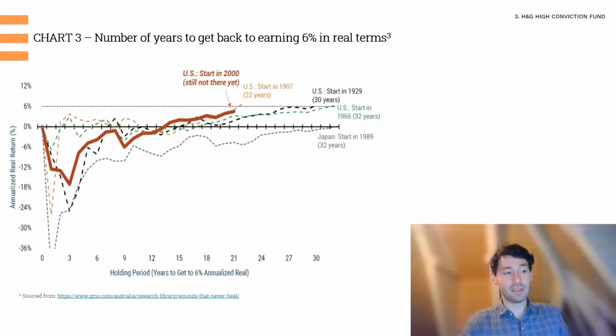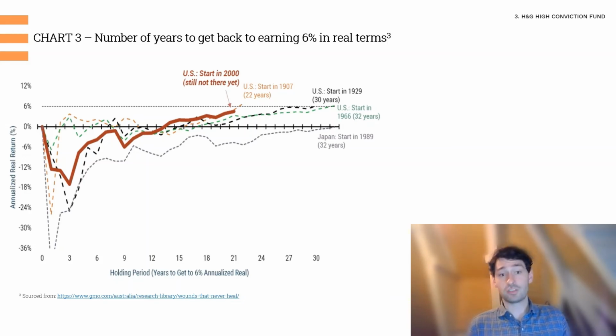And that is the number of years it takes to get back to earning 6% in real terms over a selected period from beginning of a crash to until you get back to that 6% return. So you can see in the case of the dot-com crash from 2000, we're still not even there yet, 21 years later, that you still wouldn't have got 6% per annum return if you invested all your money just before the dot-com crash. So, this is really trying to answer the question, why should we care if markets are overvalued?